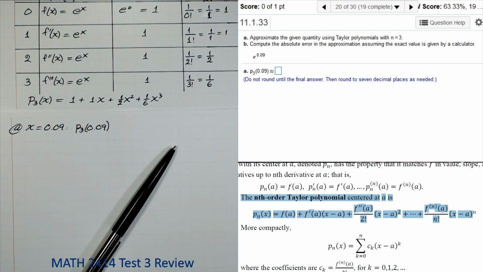Right, 0.09 stored to x: 1 plus x plus 1/2 x squared plus 1 over 6 x cubed. That, round to 7 decimal places.